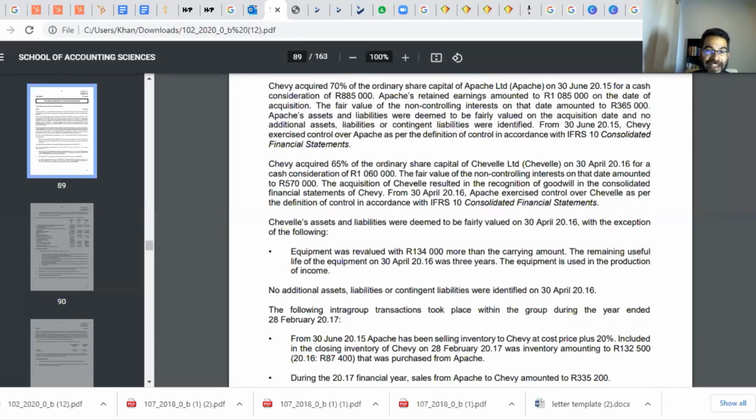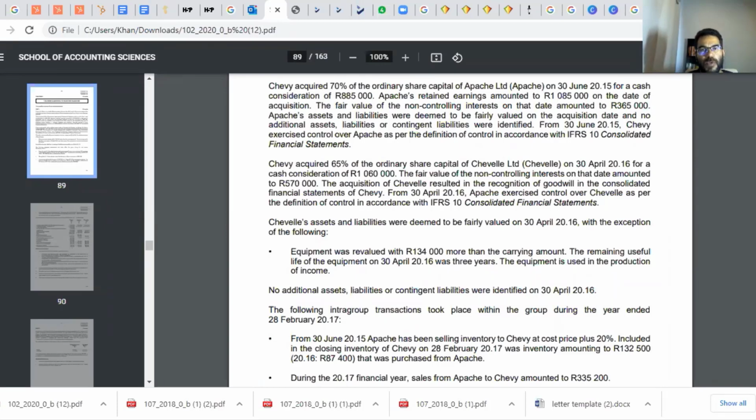Now, that paragraph has a lot going on. Reading that paragraph like I just read it, it's messy. So in such a paragraph, we go sentence by sentence. We don't have to go exactly sentence by sentence because we read the entire paragraph, so we kind of have an idea of what the paragraph is about. So we can pick up the key things. One of the key things here is that last sentence: from 30th June 2015, Chevy exercised control. So remember, Chevy exercised control over APAC from 30th June 2015.